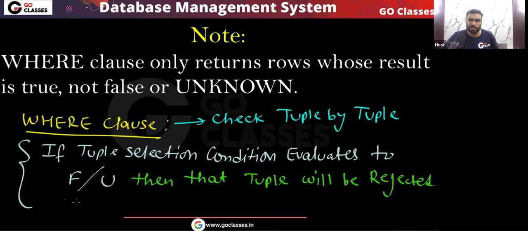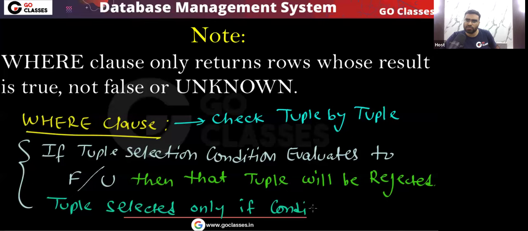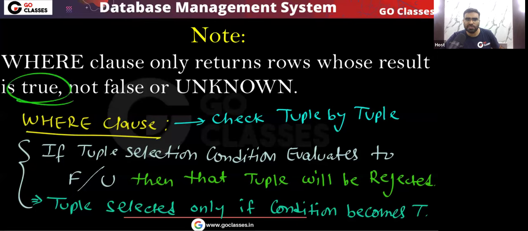So when will the tuple be selected? A tuple is selected only if the condition becomes true. Okay, is this clear to everyone? Please tell me. So very simple. Remember, the where clause will return only those tuples for which the result is true. If the result is false or unknown, then that tuple will be rejected.